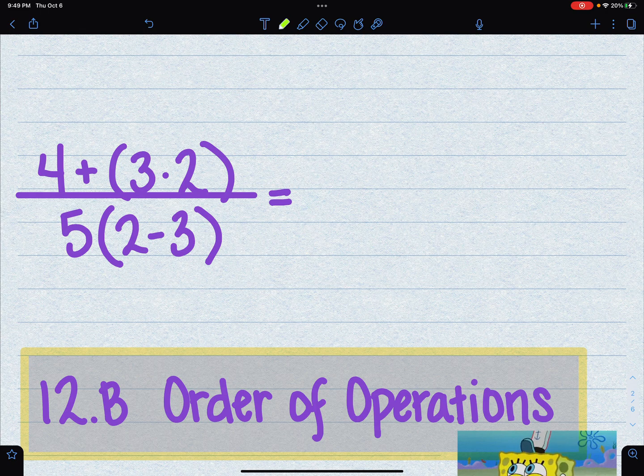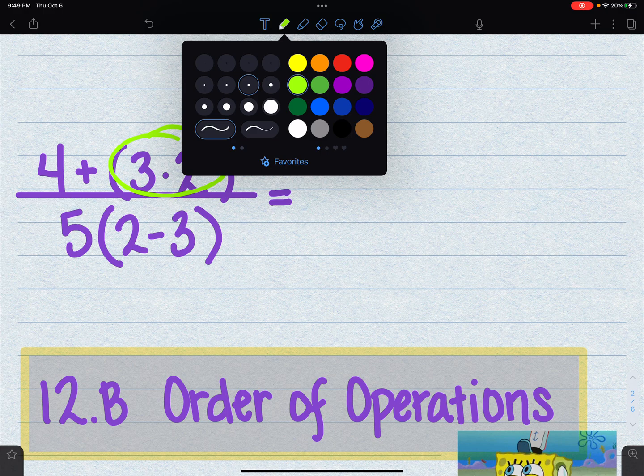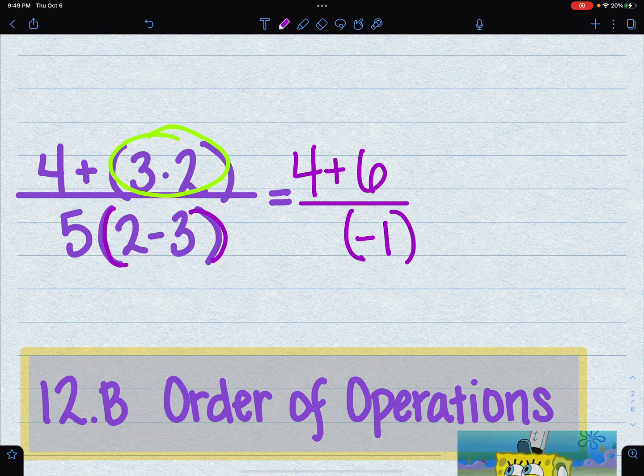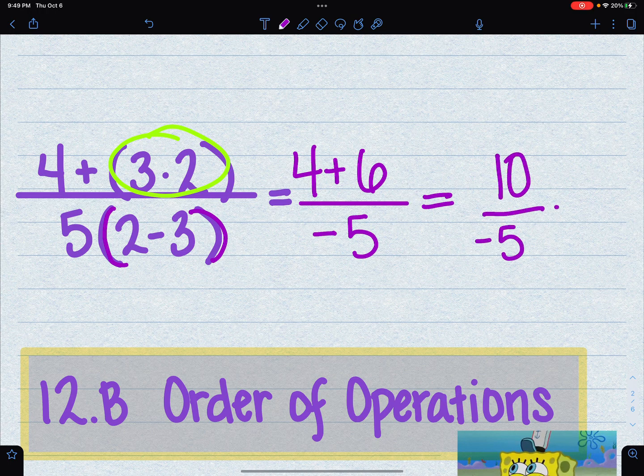In this problem, I would do 3 times 2 first. So 3 times 2 is going to be 6. Then I have 4 plus 6 on top. And on the bottom, I have 2 minus 3. 2 minus 3 is negative 1. And then a 5 there, and that's going to be multiplication. If we multiply 5 times negative 1, it's just negative 5. So I'm just going to go ahead and simplify that. And then we have 10 over negative 5, which is equal to negative 2. Okay, so we did it right. We got the same answer as the book. So just do the parentheses first, and then you do order of operations.